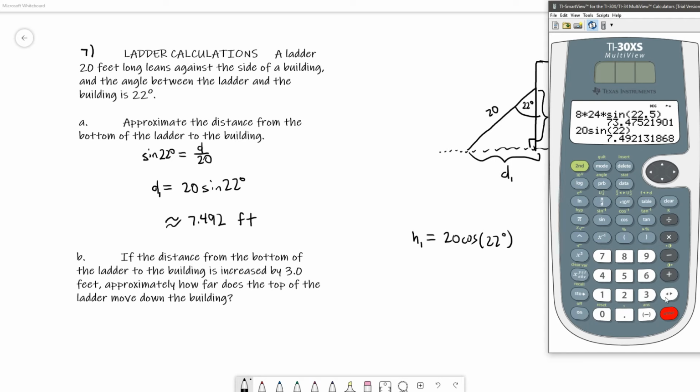Oh, I have no idea what those arrows are doing. Anyways, 20 cosine of 22 gives me about 18.544.